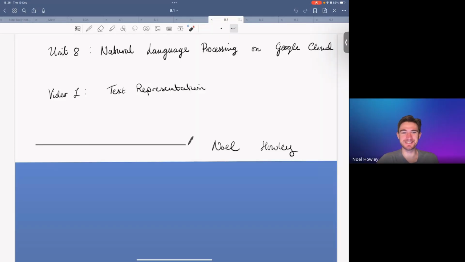Right, welcome back, guys. This is Unit 8. This will be Natural Language Processing, otherwise known as NLP, on Google Cloud. And in this video, we'll just cover the concepts of text representation. It does come up in the exam, and I think it's really quite nice and easy, but it's nice to just confirm that we know these things before pressing on to slightly harder things. So it's worth just taking a minute to do this quick video.